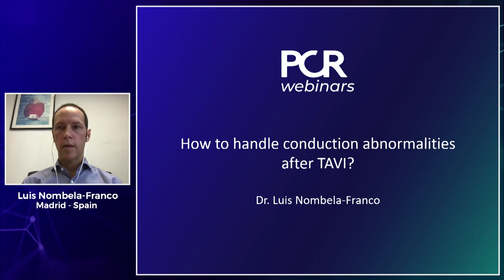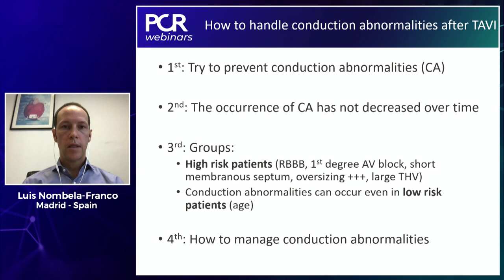Our aim, like in this case, is to try to prevent conduction abnormalities. We know that this can have an impact on quality of life and mortality in the long term, but sometimes they can happen. We know that the occurrence of conduction disturbance has not decreased over time, especially when we changed from first generation to second generation valves. And of course, there are groups at very high risk of conduction abnormalities, like patients with baseline right bundle branch block. And we have to know how to manage them.